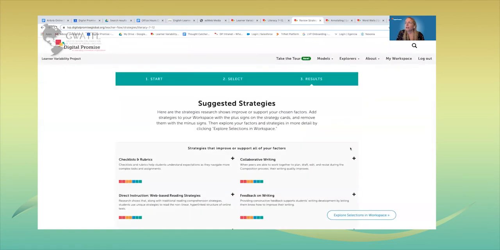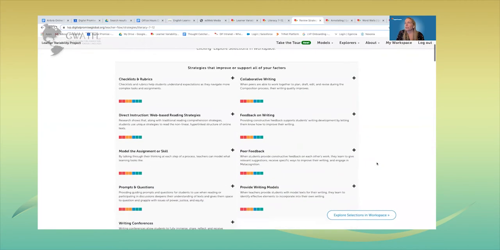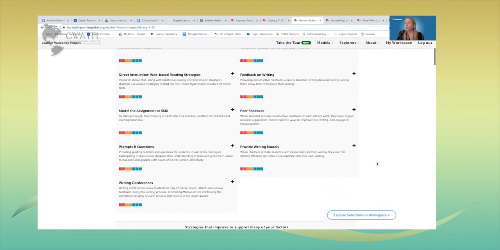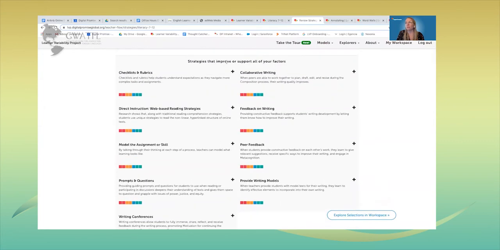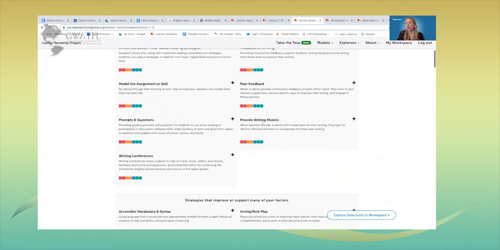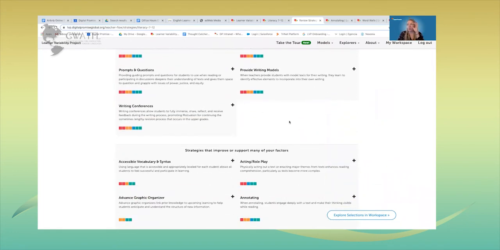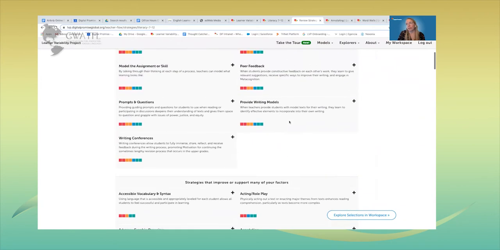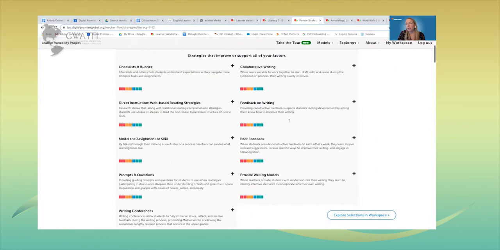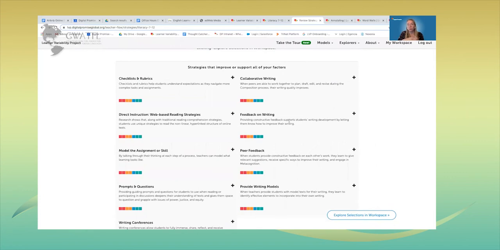And now it's going to show me strategies. So the first group are strategies that support or improve all of the factors that I selected. And then the second group is strategies that improve some of the factors that I selected. So again, if you're really trying to target maybe a specific group of students, or you've got a specific lesson that you really want to make sure you hit certain factors and connected factors, this can be a great tool for really identifying what are some of the best strategies to support this.